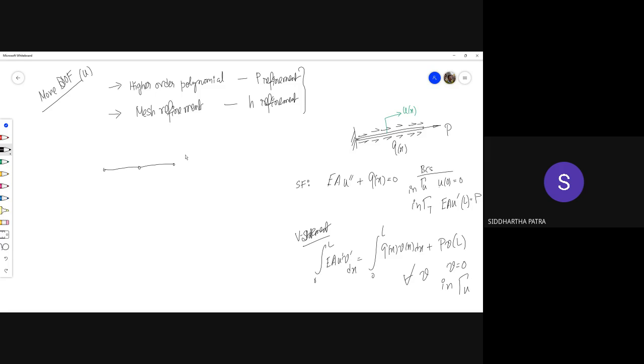Now, we have earlier divided the geometry using three nodes, and then we had used quadratic shape functions. So again, I'm just numbering those nodes, and these are called global numbering.